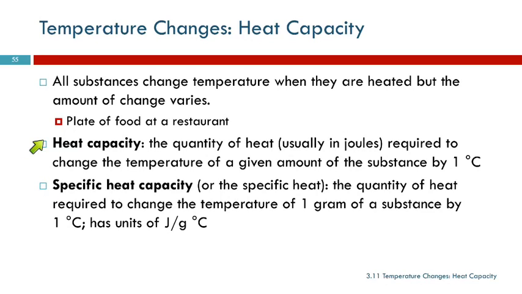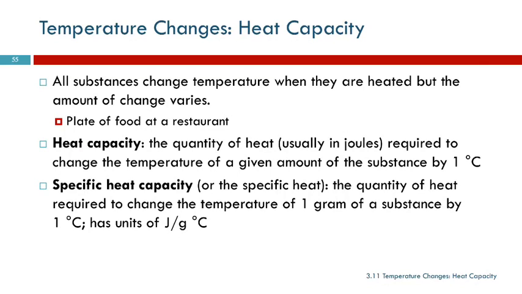So that's heat capacity. That depends on the amount of substance, and so that makes this not as useful. So what we usually talk about is a specific heat capacity, also sometimes just called specific heat. And that's the amount of heat needed to change the temperature of 1 gram of a substance by 1 degree Celsius. And so then we can compare these now because we're talking about 1 gram of each substance instead of having to talk about what's the mass of that one and what's the mass of this one.